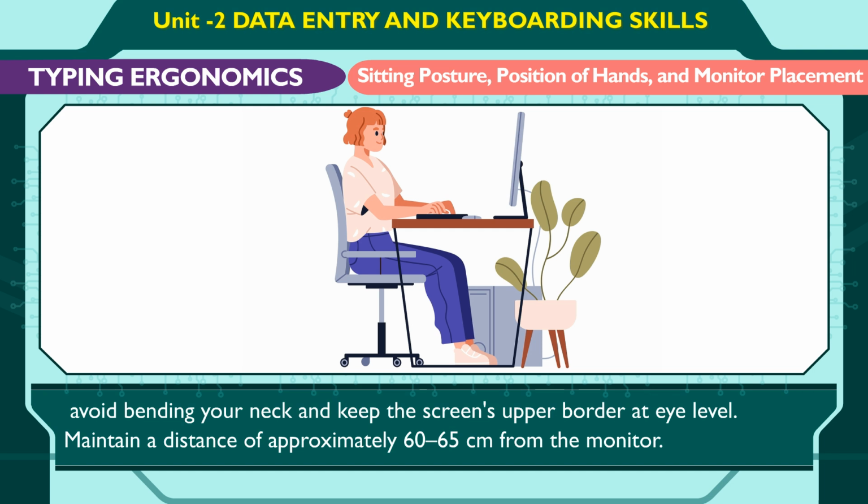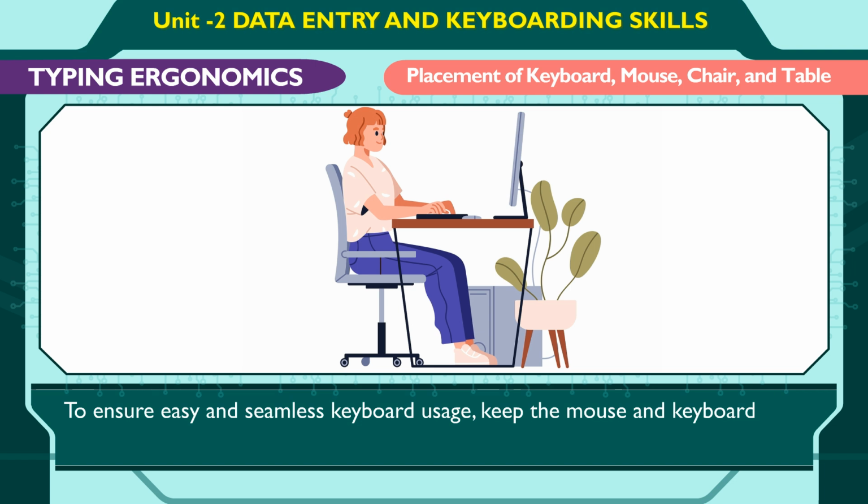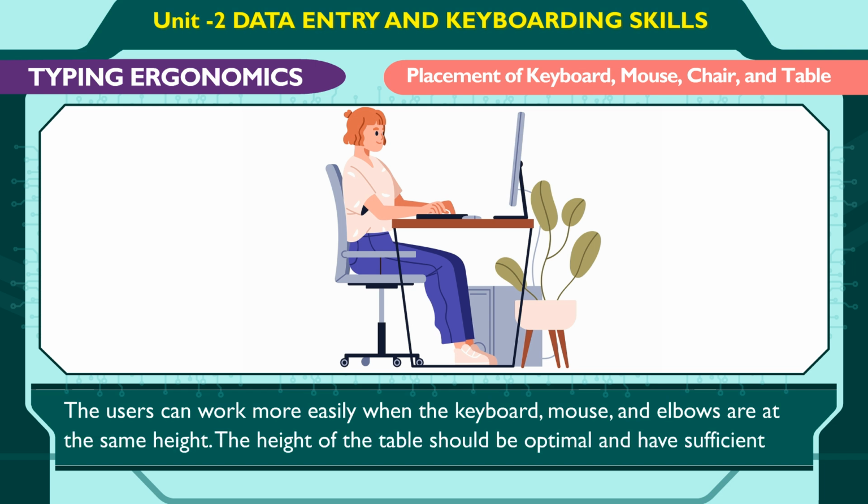Maintain a distance of approximately 60 to 65 cm from the monitor. Placement of keyboard, mouse, chair and table. To ensure easy and seamless keyboard usage, keep the mouse and keyboard close to each other at a distance of around 20 cm. The users can work more easily when the keyboard, mouse and elbows are at the same height.